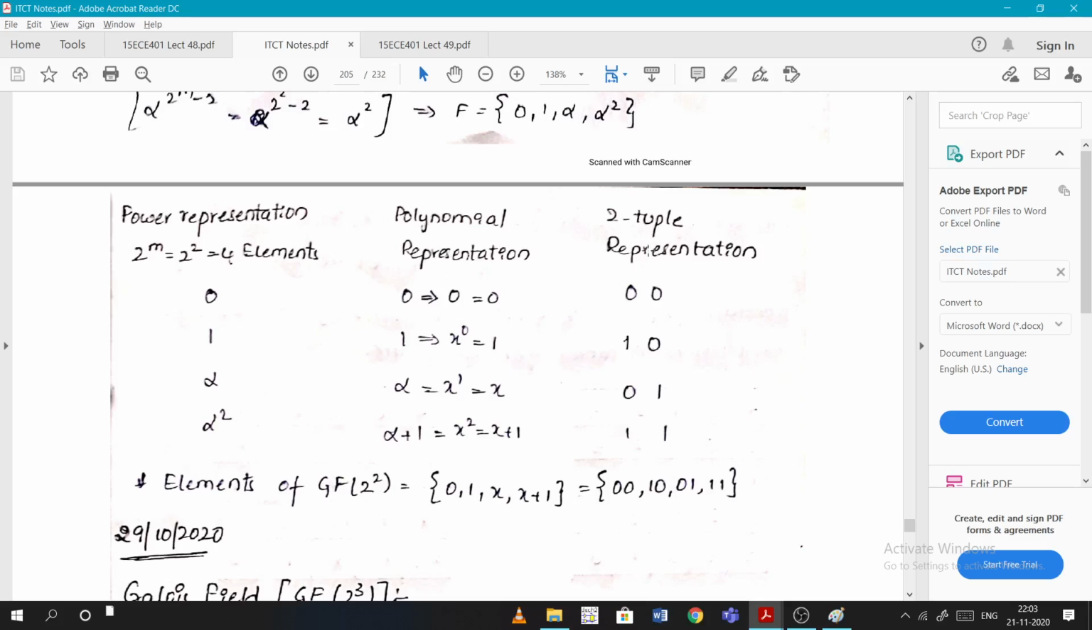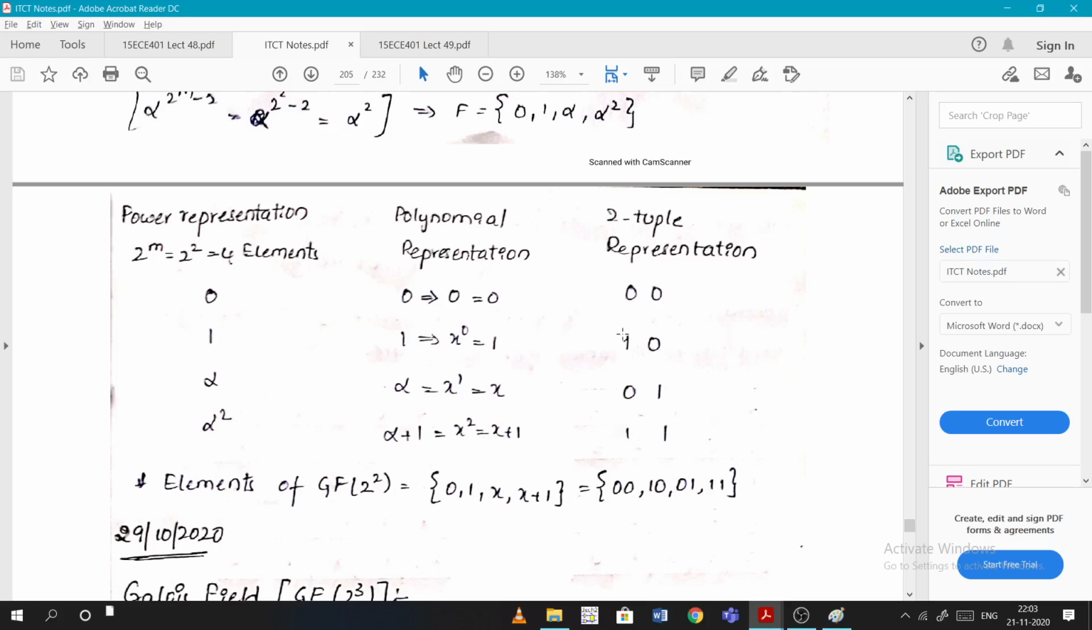Now coming to the 2 tuple representation. Tuple is like a set, and this 2 represents 2 bits. So how to write this? For 0, there is no x naught, and the highest degree is 1, that means 1 plus x, so there will be 2 coefficients, the x naught and x power 1 coefficients. Here there are no coefficients for them, so both will be zeros. Now coming to the next, we need to see from lower degree to higher degree.